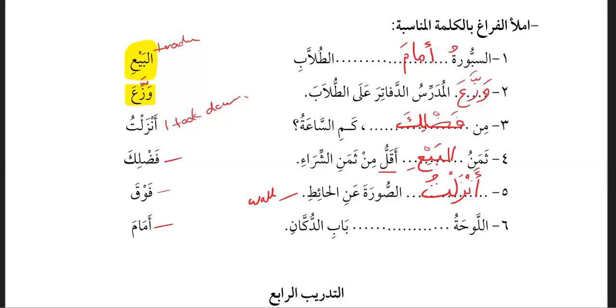Naam. And Ilyas, who did the last one? Al-lawhatu fawqa bab al-dukkani. Naam. Al-lawhatu fawqa bab al-dukkani. Ma ma'na al-jumla? The sign is above the door of the shop. نعم جيد.